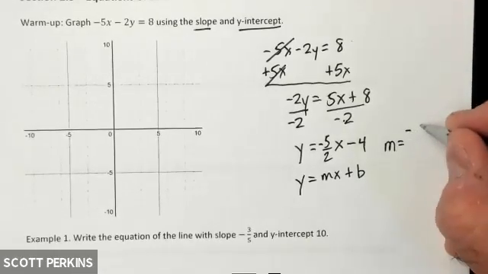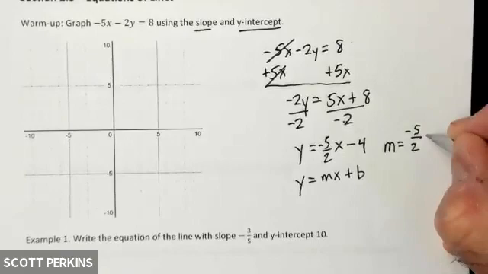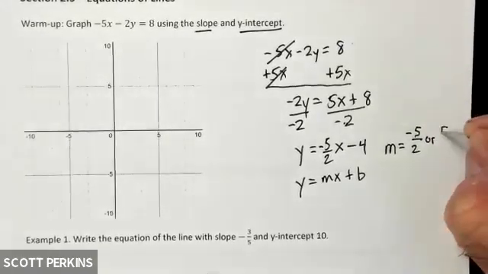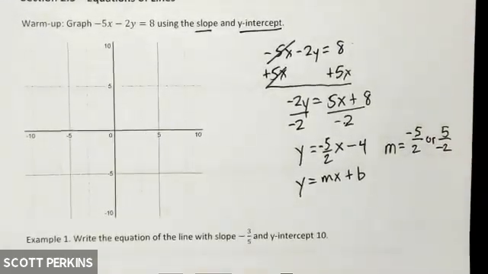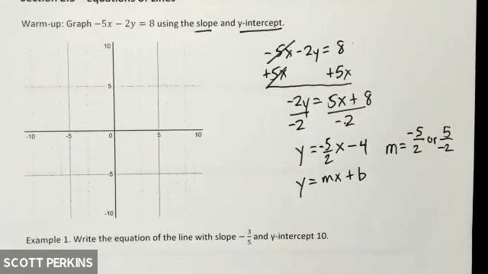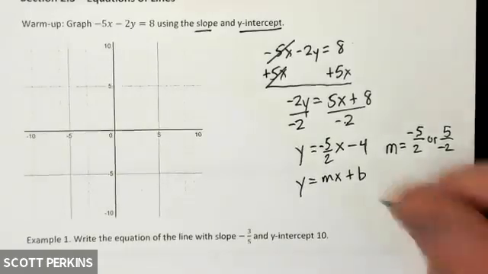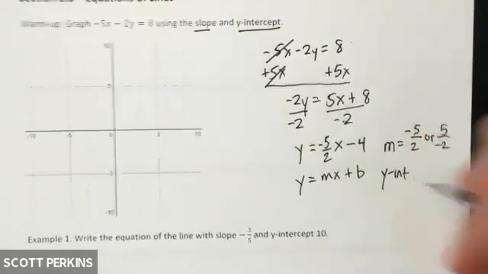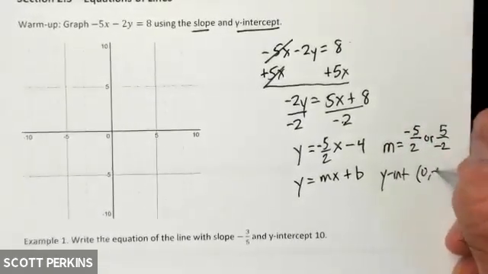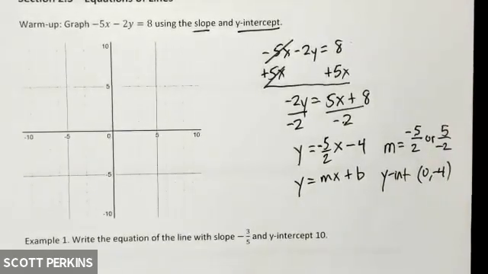Yes, and you can put the negative with either the top or the bottom, whatever your pleasure is there. So you can put it negative 5 over a positive 2, or you can put it 5 over negative 2. It absolutely does not matter. The only thing that does matter, and I mentioned this last time, is don't put it in both places. And then what's the y-intercept of this line? Yep, 0, negative 4. Now I have all the information that I need to graph.